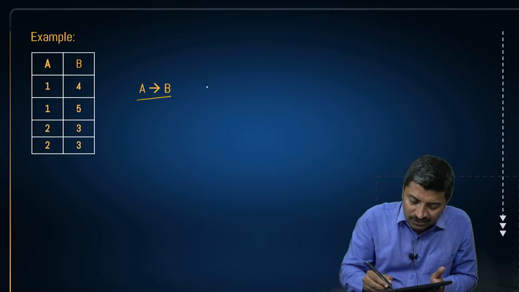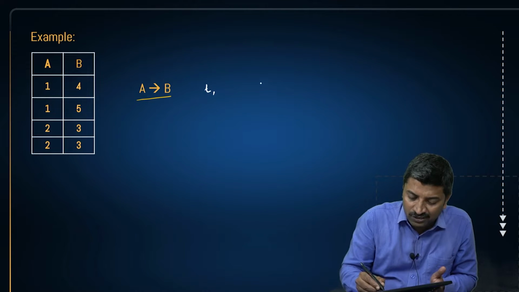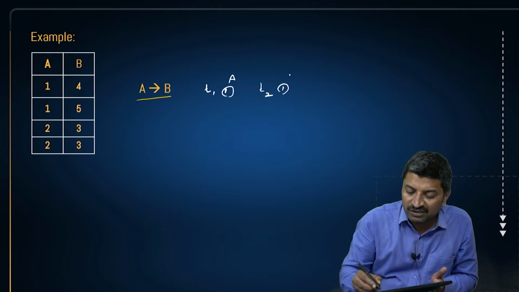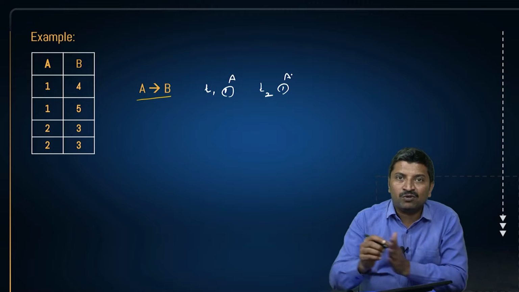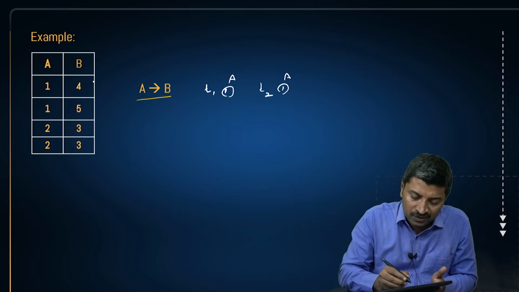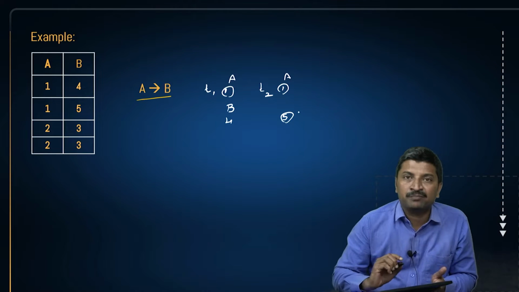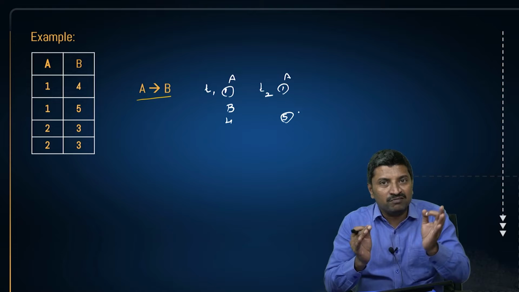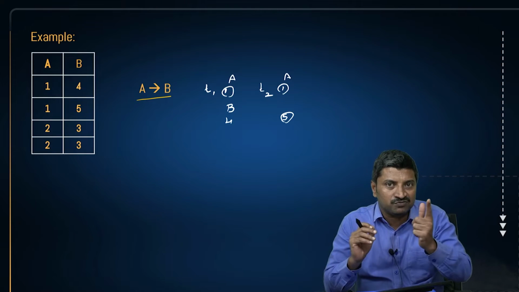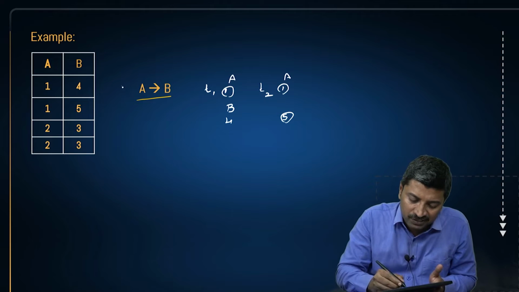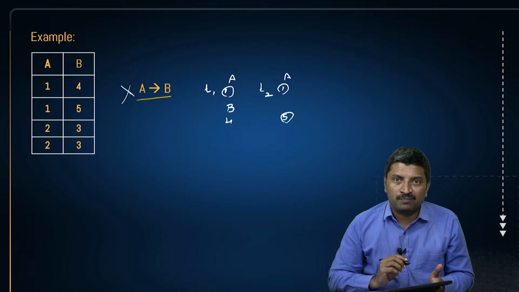Now come to here. In this case, tuple 1 and tuple 2 both are having 1 for A. What about corresponding values of B, sir? The corresponding value of B is 4 and the corresponding value of B is 5. That means tuple 1 and tuple 2 are having same values for A, but they don't have same values for B. So this functional dependency doesn't hold. Is that clear?